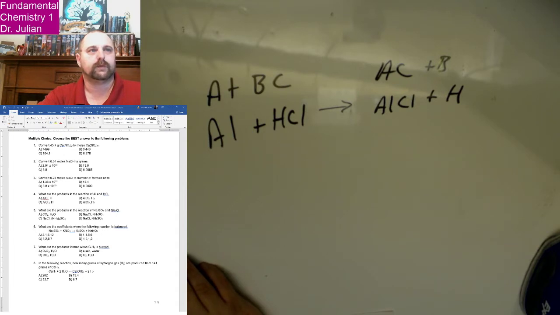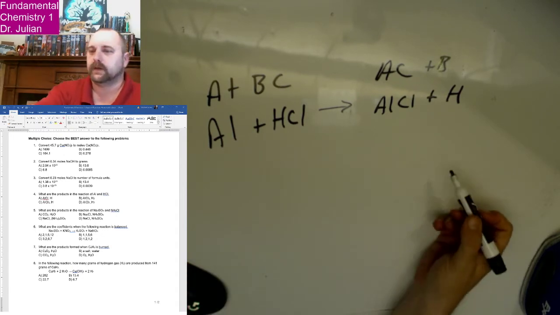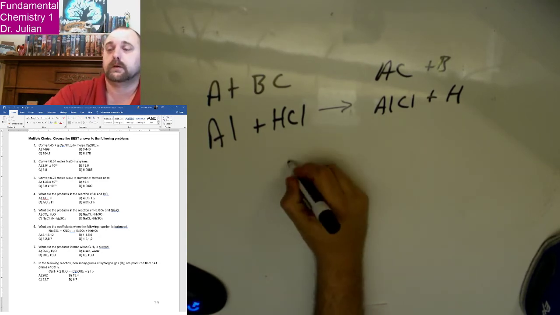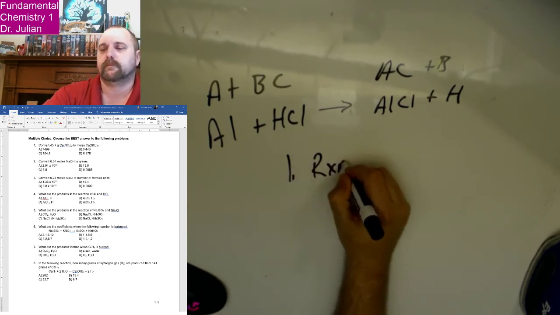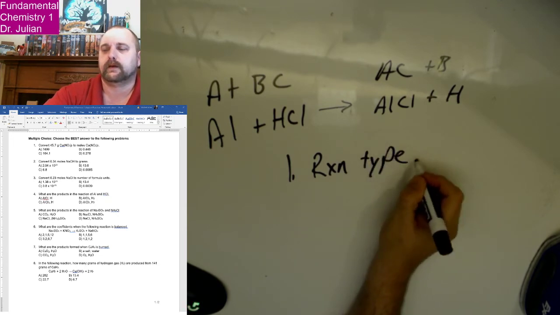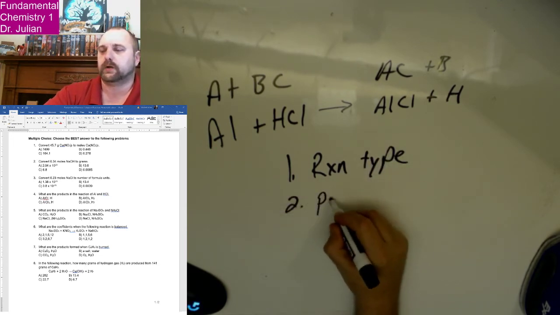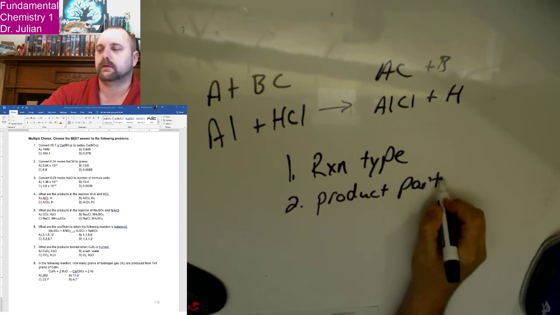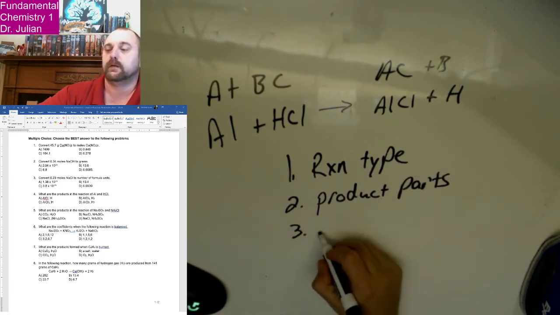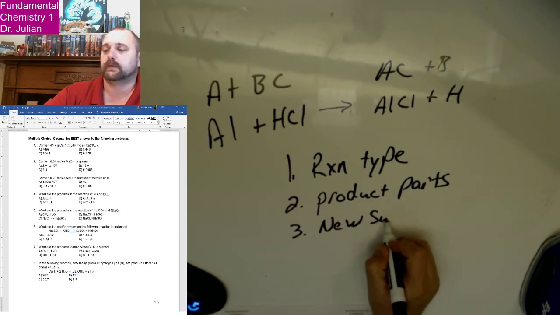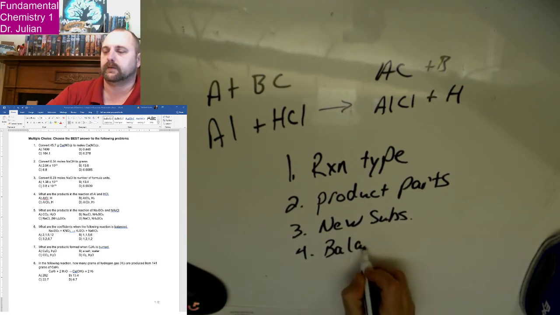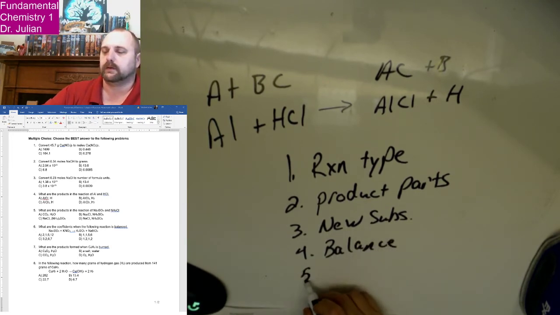Now I can get a little preview of what you can see. All right. Excellent. So when you're doing these, reaction type, product parts, then the new subscripts. And you can balance it. And then we can do solubilities.